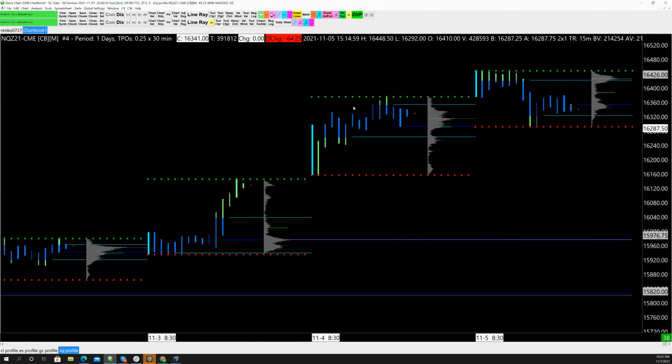They're important because let's say someone came in here and shorted right here and it rolled down. They had a decent profit at the end of the day, right? It went from roughly 16,360 to 16,287. That's about $1,200 a contract if we're trading the NASDAQ, right?